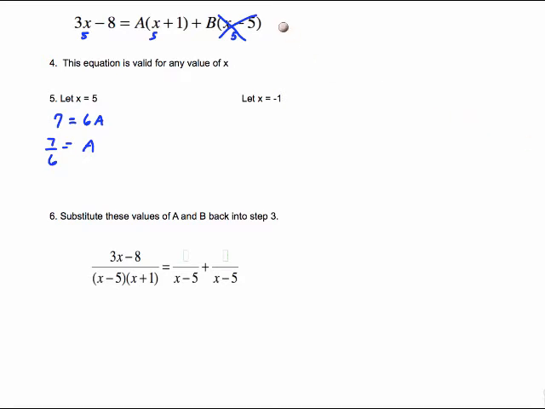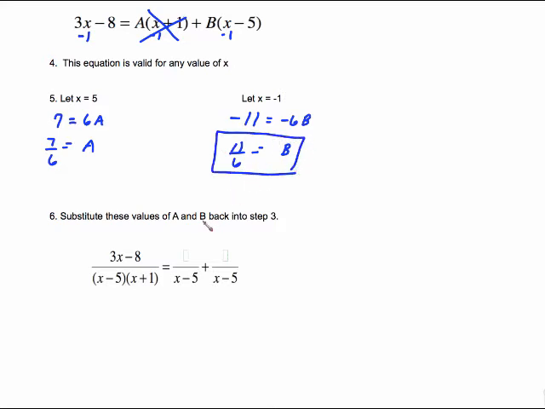I need to repeat that process, but this time I want to let x equal negative 1. Negative 1 in here will make the A part go away. Put negative 1 here. 3 times negative 1 is negative 3. Minus 8 is negative 11. Put negative 1 here. Negative 1 minus 5 is negative 6 times B. Divide both sides by negative 6, and I get 11 over 6 for B. So pretty easily there we have found our coefficients A and B. So we fill in 7 over 6 here for A and 11 over 6 here for B.